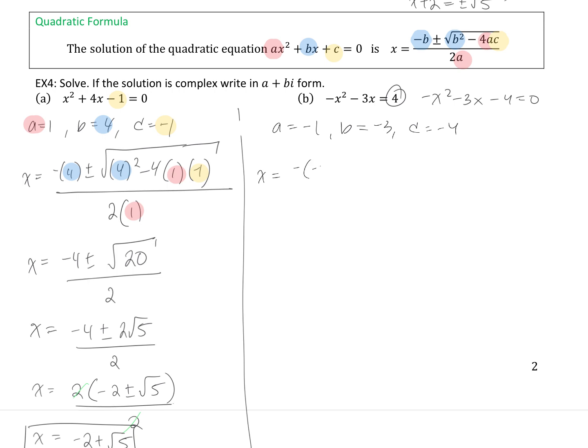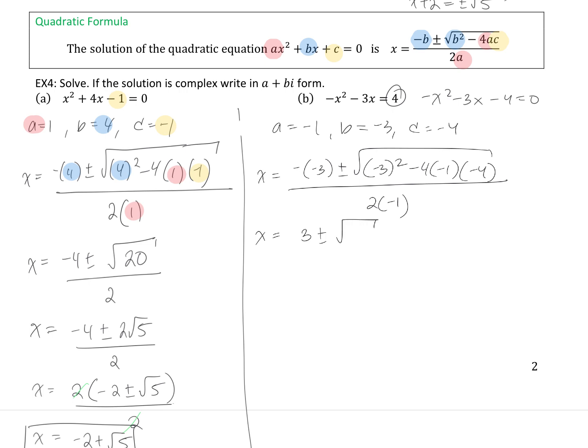So x equals negative b plus or minus the square root of b squared minus 4ac all over 2 times a. That's going to be positive 3 plus or minus the square root of negative 7 all over negative 2. Ooh, what do you notice? We have a negative inside that radical. We're going to the complex number realm. And again, in my instructions, we are told to solve over the complex realm and write it in a plus bi form. So we're going to go ahead and continue.